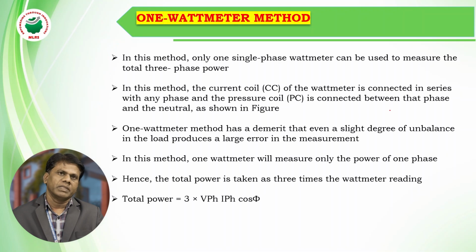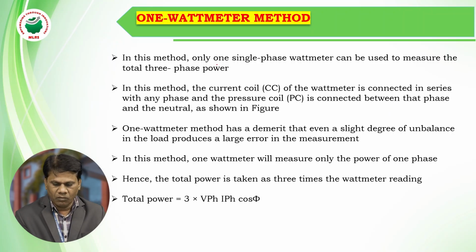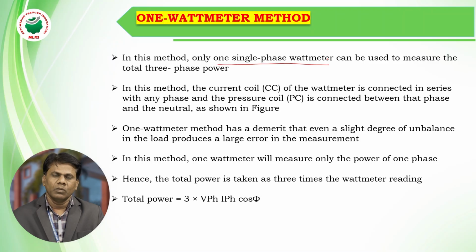So what is 1 wattmeter method? In this method, in order to measure the power in three-phase circuits, only one single wattmeter can be used to measure the total three-phase power. By using a single wattmeter, the current coil of the wattmeter is connected in series with any phase. It may be R phase, Y phase or B phase.